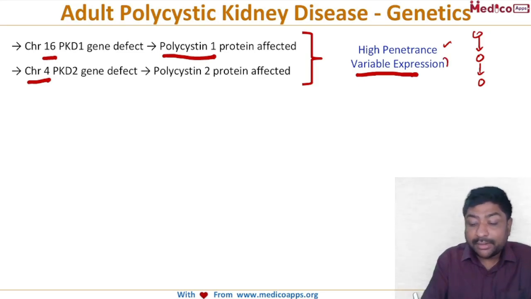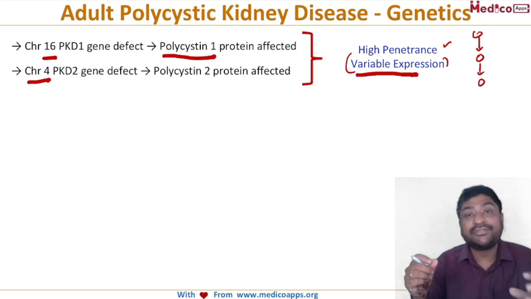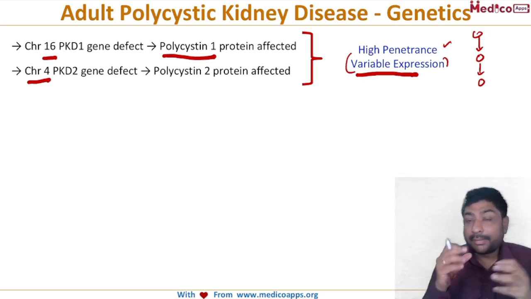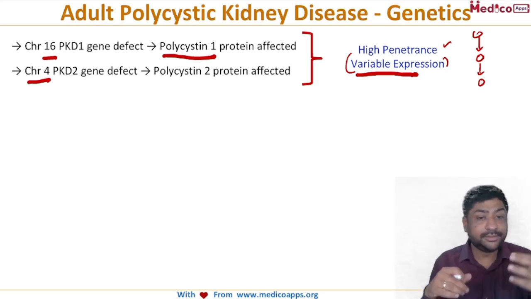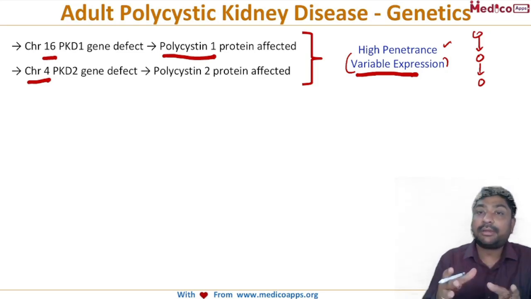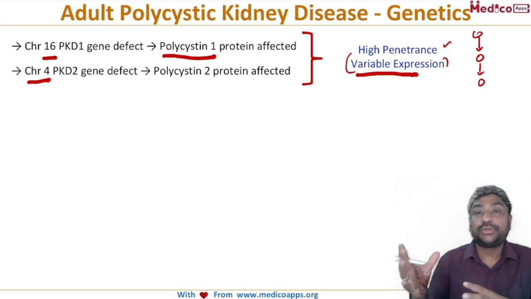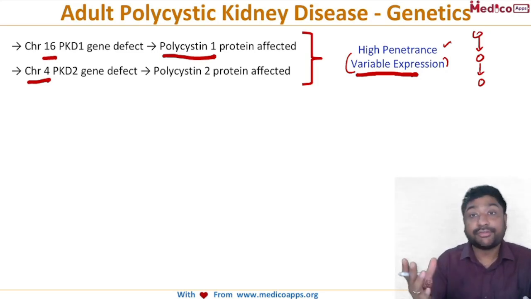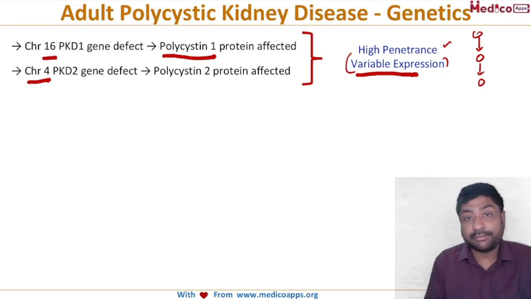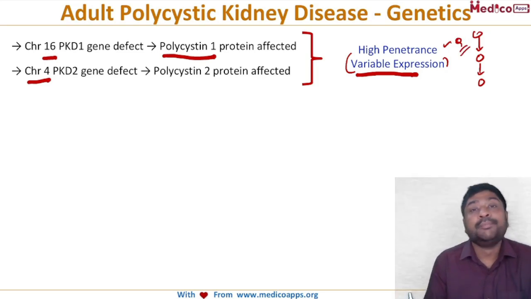What I mean by variable expression is that in a generation, let's say there are three siblings, all have the defective adult polycystic kidney disease gene, but they will have variable expression, which means one of the siblings will have a very early manifestation, the other may have no manifestation at all, and the third one may show symptoms at the age of 40, 45, 50. So even though they have the same gene, their expression will be variable. These are the two important points from the genetics point of view which you have to remember.